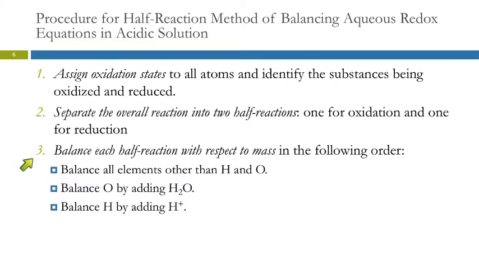Then you're going to balance each half reaction separately. First, by mass. So balance anything other than hydrogen and oxygen. Make sure that you have the same number of atoms of each kind on each side. Then to balance oxygen, you're going to add water molecules where needed. And after you do that, you're going to balance the hydrogen by adding hydrogen ions.